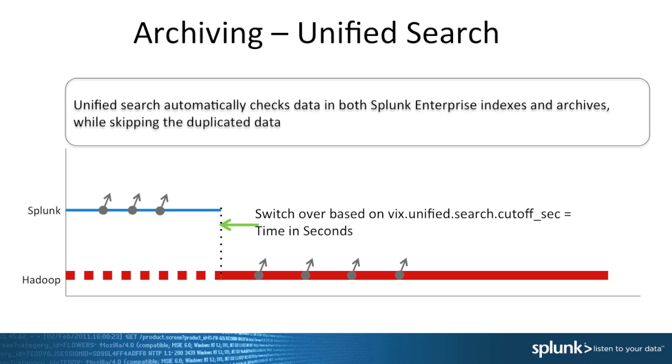The next feature we're going to look at, Unified Search, automatically checks data in both Splunk Enterprise indexes and Hunk archives while skipping the duplicate data. We can enable that feature by adding a flag called vix.unified.search.cutoff_sec, and based on that value, Splunk will either search through the Splunk indexer or search in Hadoop.